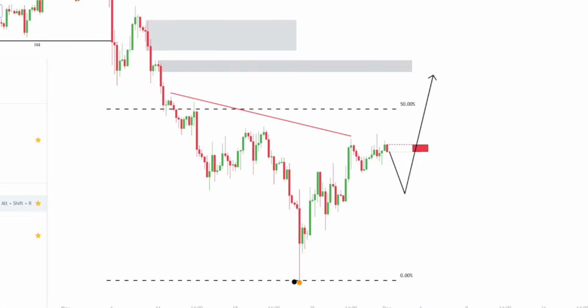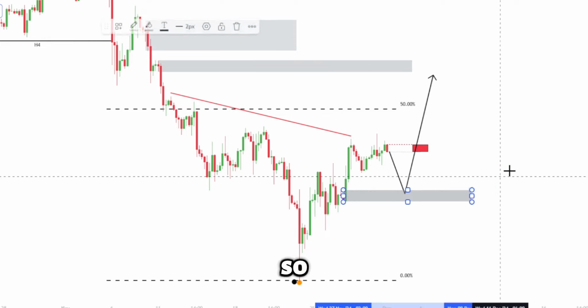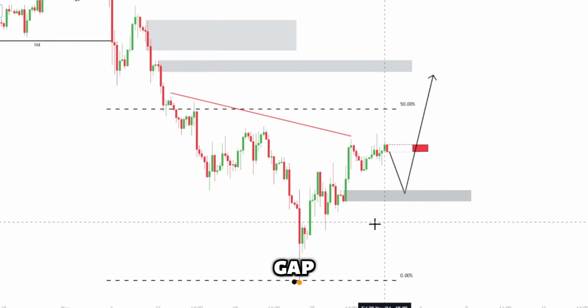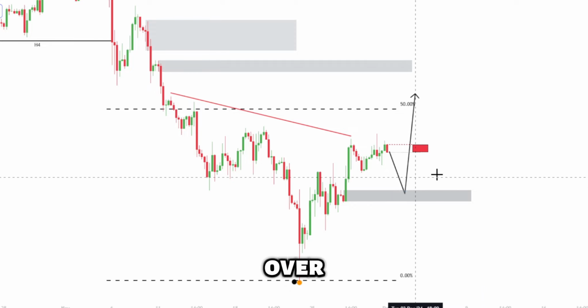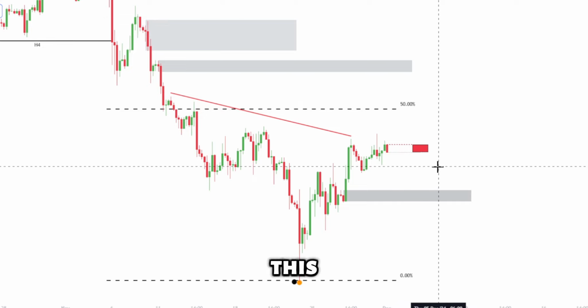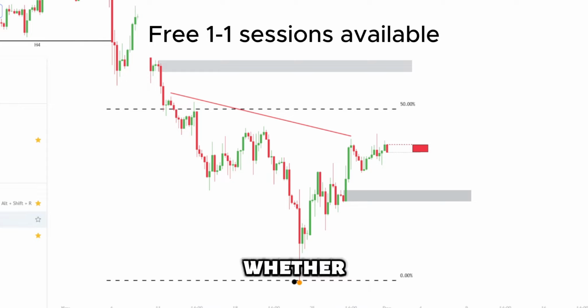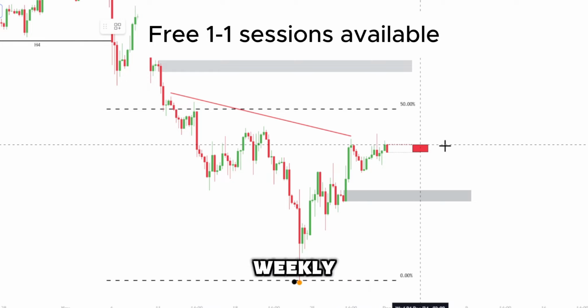So again, let's understand where the fair value gaps are. Yes, we have a fair value gap in the discount, so price could come into this fair value gap before heading higher. What you see over here is the weekly power of 3 indicator. This gives us the weekly opening price, which is the most important thing I bang on about on every single one of my socials. The weekly opening price will determine whether you want to be buying or selling. So this is the weekly opening price.